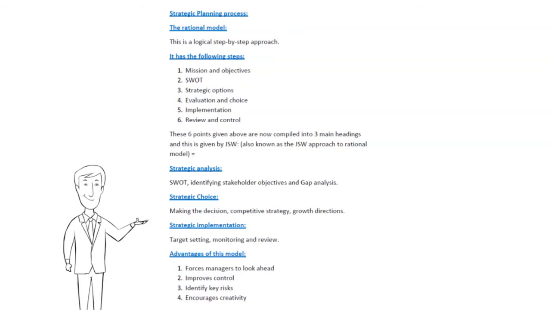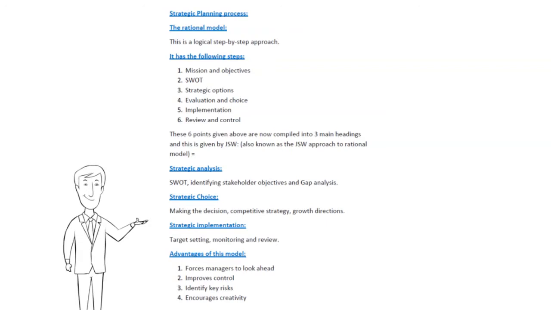So let's say now there is a scenario of strategic planning process. They ask you that your organization is looking at strategic planning and it's looking for a process to follow. So you can tell them that the first process that our organization can look at is the rational model. So this is the step-by-step approach where you go in steps. You first set the mission, you then look at the opportunities, threats, strengths and weaknesses, so SWOT. You then look at the different options that are available. You choose from those options. You implement that option and then you review and control.